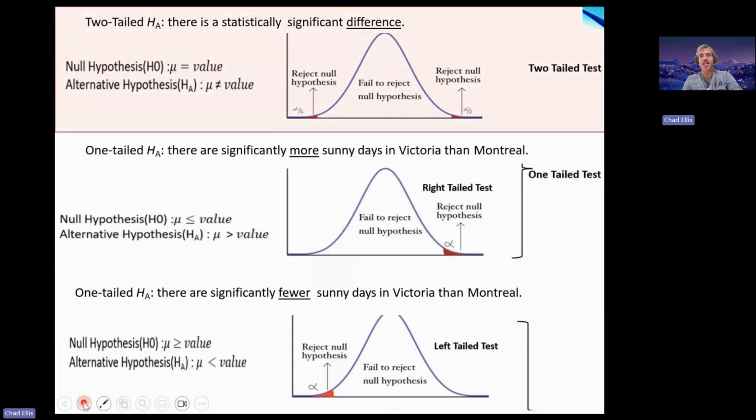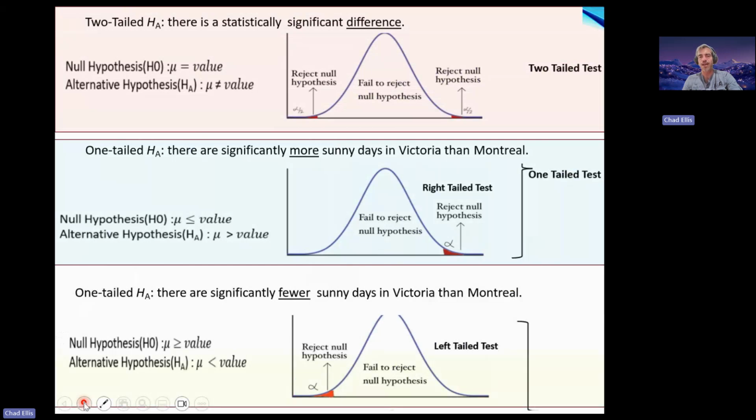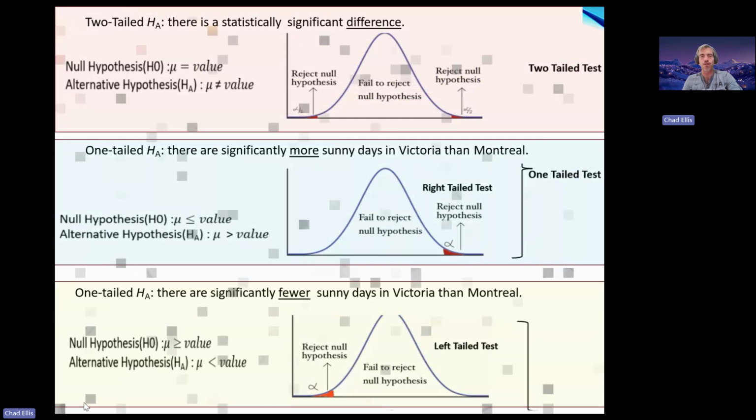So going back to our diagram here, there's going to be our two-tailed test where we're only interested in if there's a difference in sunny days between Montreal and Victoria. In the middle there are our right-tailed tests, which would be if our research question was if there are significantly more sunny days in Victoria than Montreal. And then our left side directional test would be if there are significantly fewer sunny days in Victoria compared to Montreal.